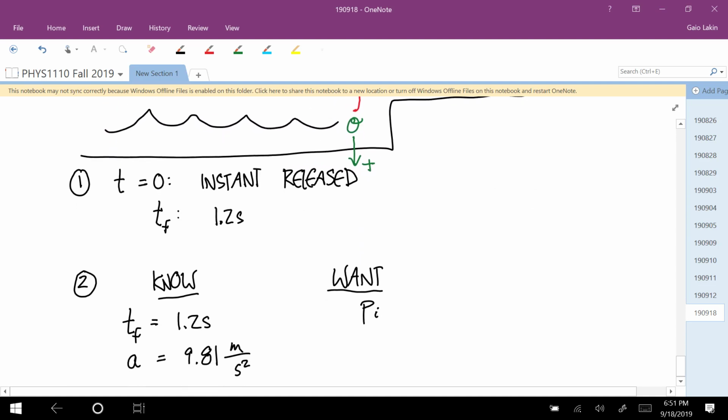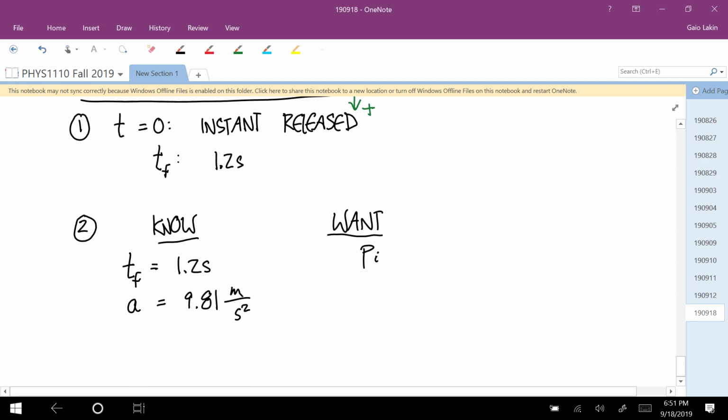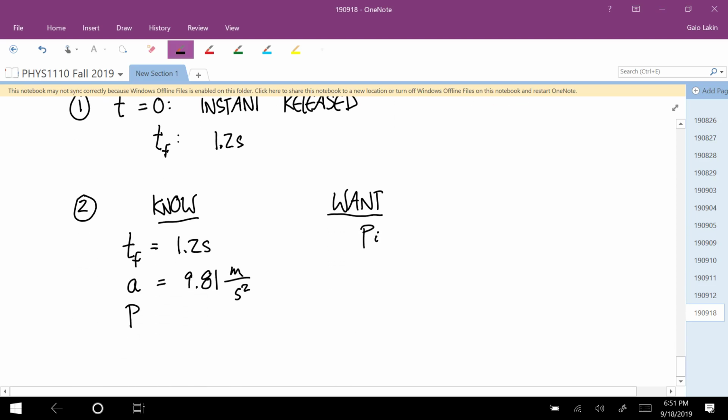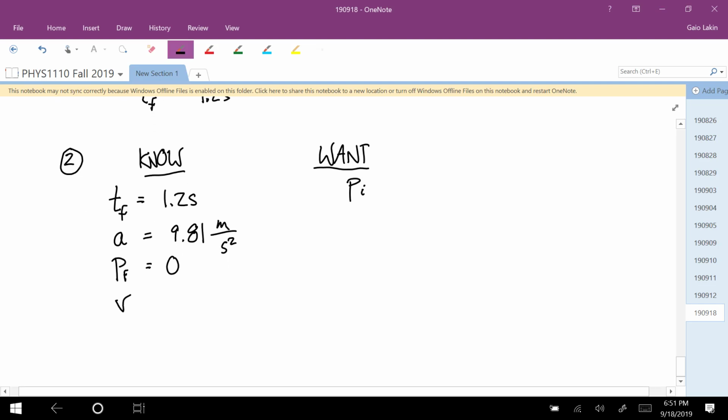Do we know P final? 0, yep. Do we know the initial velocity? 0, yep, it's released from rest, and so at the instant you let go of it, it's 0. And do we know V final?